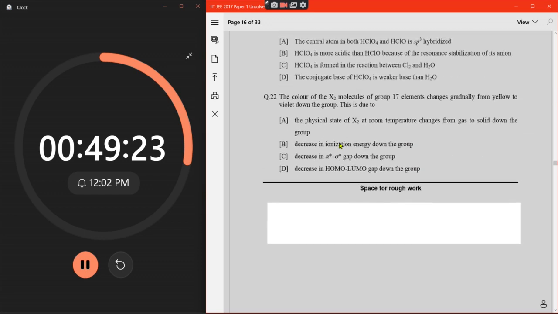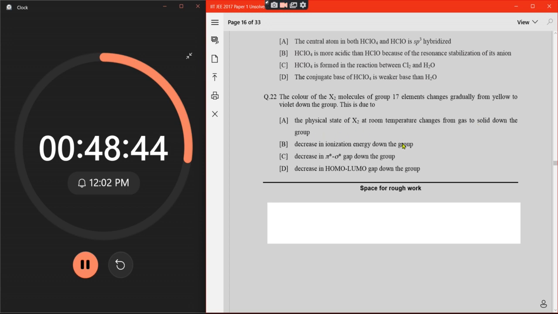Next question. Color of X2 molecules of group 17 elements changes gradually from yellow to violet down the group. This is due to physical state of X2 at room temperature changes from gas to solid down the group. X2 molecules of group 17 का क्या कलर चेंज हो रहा है from yellow to violet. हाँ, I don't remember what was the reason. Physical state of X2. Okay. I guess maybe C is something like HOMO-LUMO gap, right? Yeah, वो decrease हो जाएगा. Energy down the group. I don't think that's the thing. क्योंकि इलेक्ट्रॉन ट्रांजिशंस कर दें, अपने को आयनाइज नहीं करना डायरेक्टली.